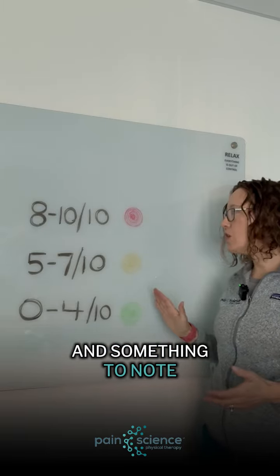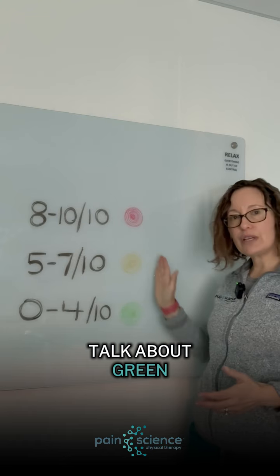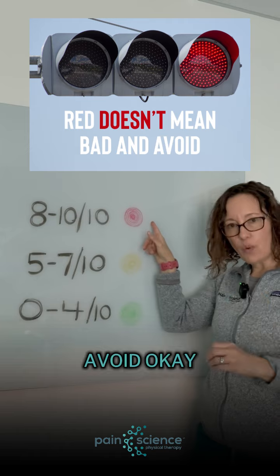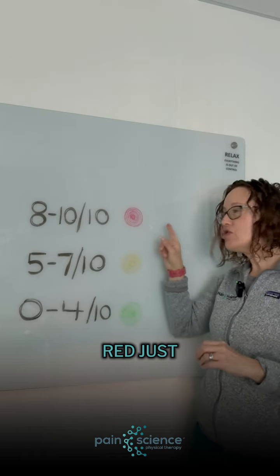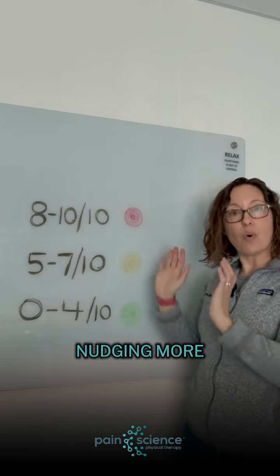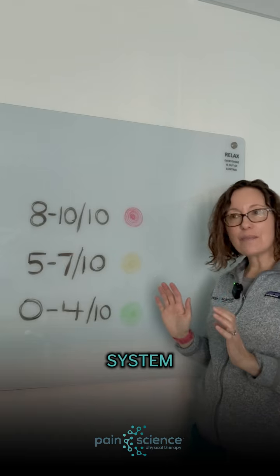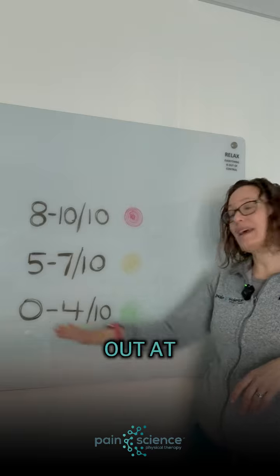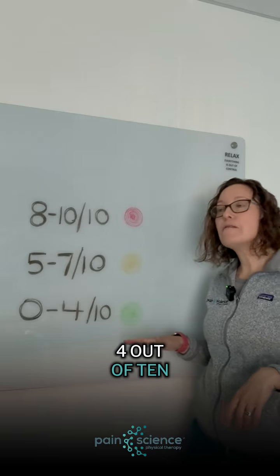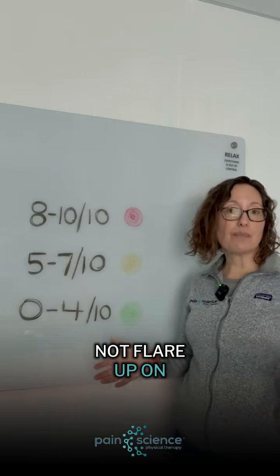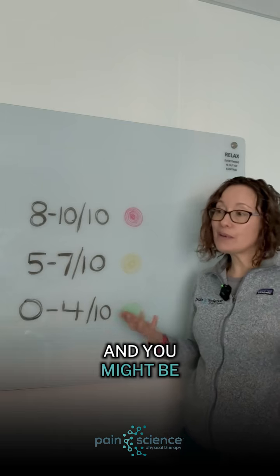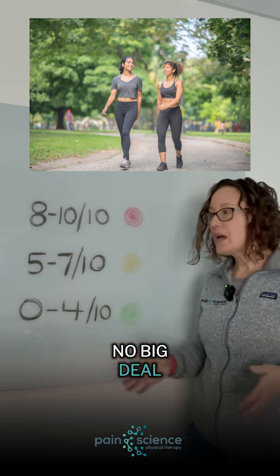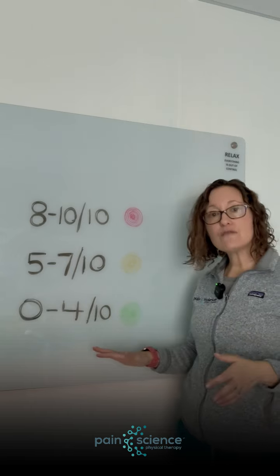And something to note is that as I talk about green, yellow, and red, red doesn't mean bad and avoid, okay? Red just means you're nudging more into that system and you might get a louder response, okay? So if you hang out at 0 to 4 out of 10, your nervous system might not flare up on you hardly at all, and you might be like the next day going, hey, okay, I walked 10 minutes, no big deal. Staying in green for a while is very important.